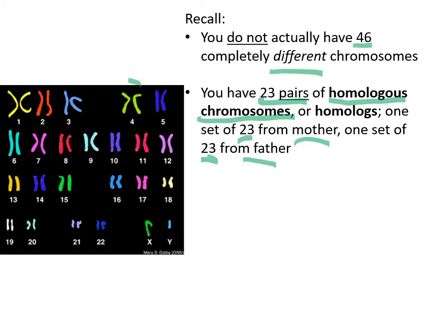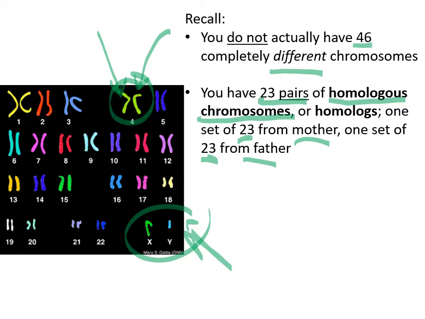And so if we looked at, say, chromosome number 4 here, it's going to have 1 chromosome from your mother and 1 chromosome from your father. It has the same genes on them, but for one of them you got the information from your mother, and for one of them you got the information from your father. The exception to that would be the sex chromosomes, X and Y. They are going to be different.